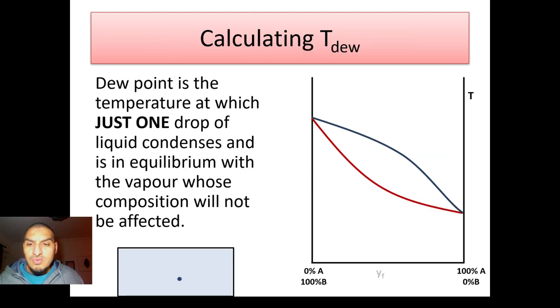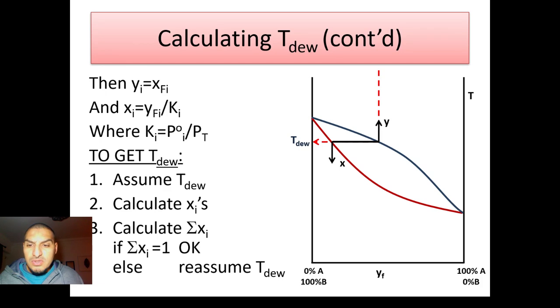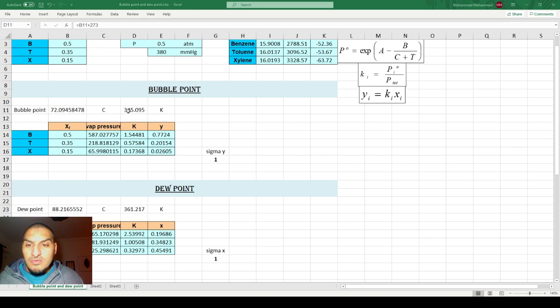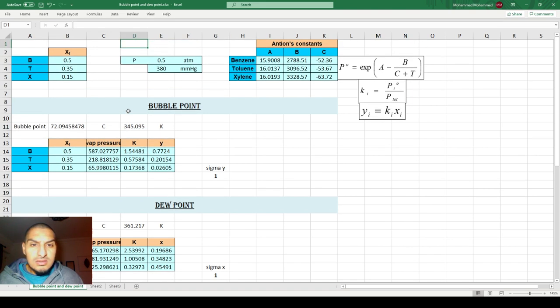And the same thing for the dew point, but in the dew point you know y and you calculate x, which is the difference between the bubble and dew point. Anyways, we did this before using Microsoft Excel, as I told you, and here are the values of the Antoine constant for benzene, toluene, and xylene. This is the equation that we use to calculate the vapor pressure, which is Antoine equation. This is how we calculate the K, and this is the equilibrium relation y equals K x.